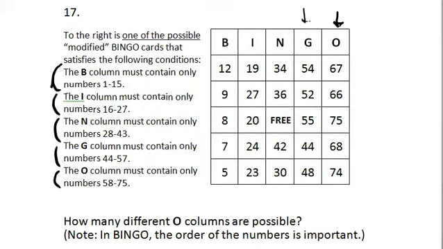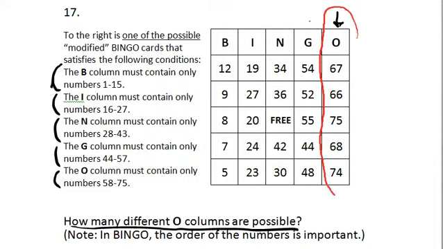And they want us to find out how many different O columns are possible. In other words, they're only asking us about the O column. So in reality, nothing else matters but the O column. They could ask us several questions about this bingo card, but for this particular question, the only thing we're interested in is column O.